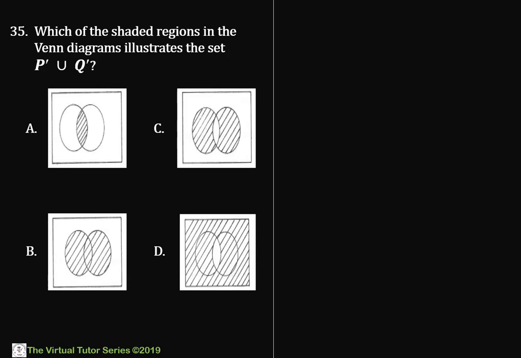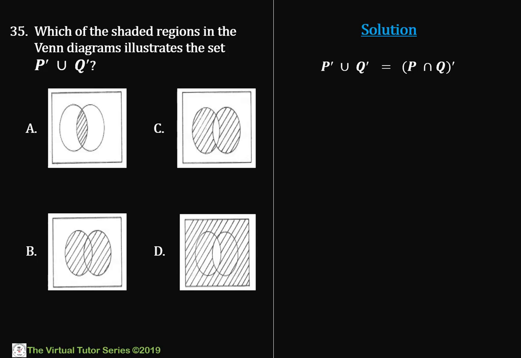Question 35. Which of the shaded regions in the Venn diagrams illustrate the set P complement union Q complement? Solution. P complement union Q complement is equivalent to (P intersection Q) complement.